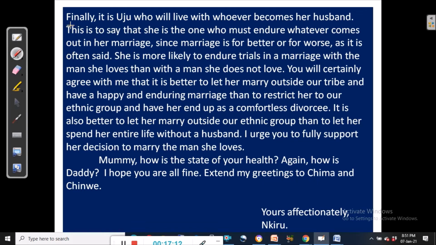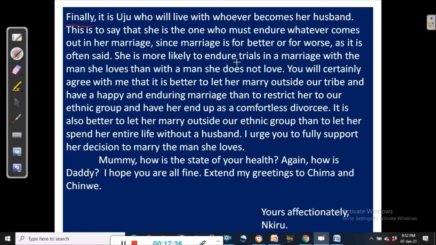Finally, of course, remember this is a typo. We have to leave an indentation here. All right. Finally, it is Uju who will live with whosoever becomes her husband. This is to say that she is the one who must endure whatever comes out in her marriage, since marriage is for better or for worse, as it is often said.